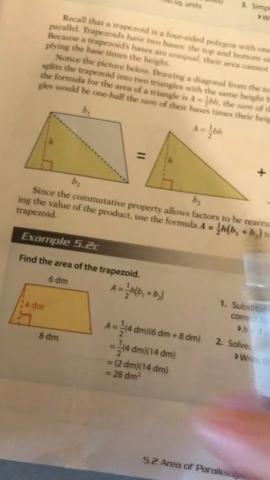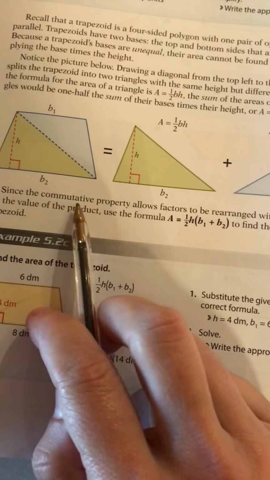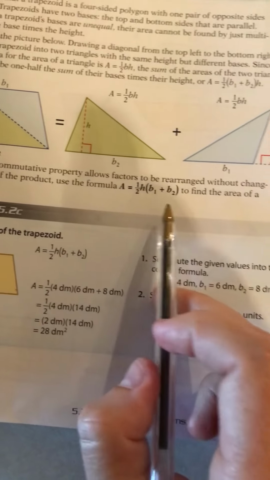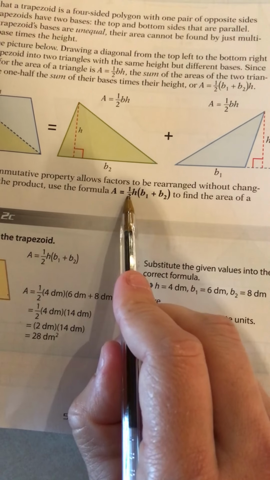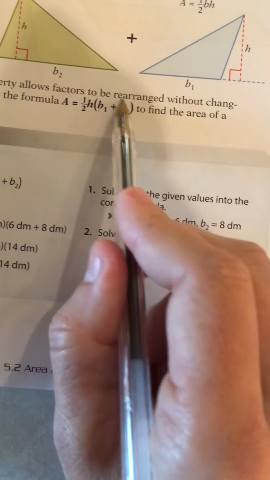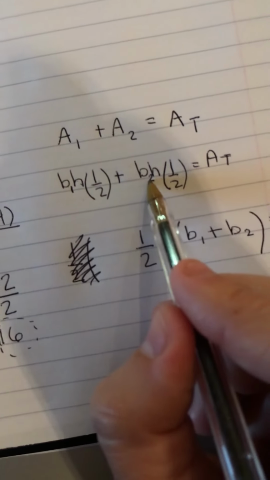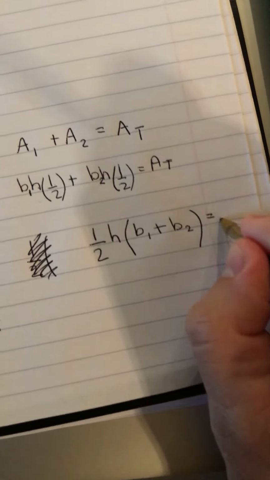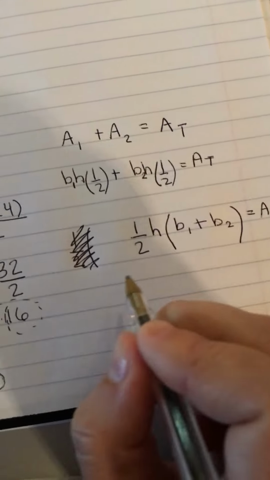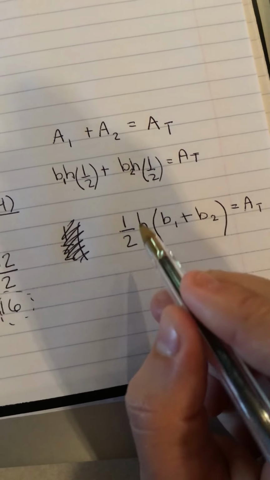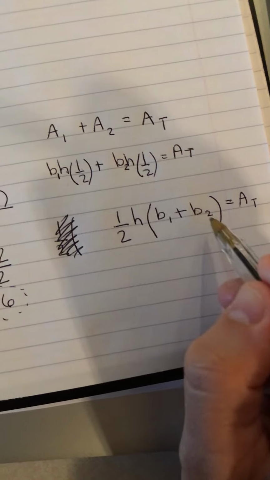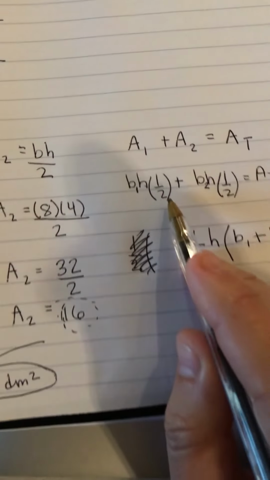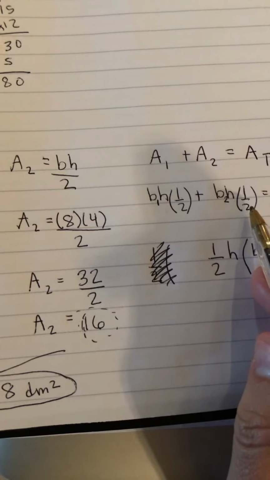You learned about that a chapter or 2 ago, where you can commute them, move them, and rearrange them, and it will still come out to the same thing. You put that 1/2 and h times that, plus the 1/2 and the h times the other base. So we just brought it all out or brought it all in. It's the same thing. So that equals the area of the trapezoid. So that is our formula: 1/2 height times base 1 plus base 2. But all it means is 2 triangles added together. That is all that you're worried about with trapezoids.